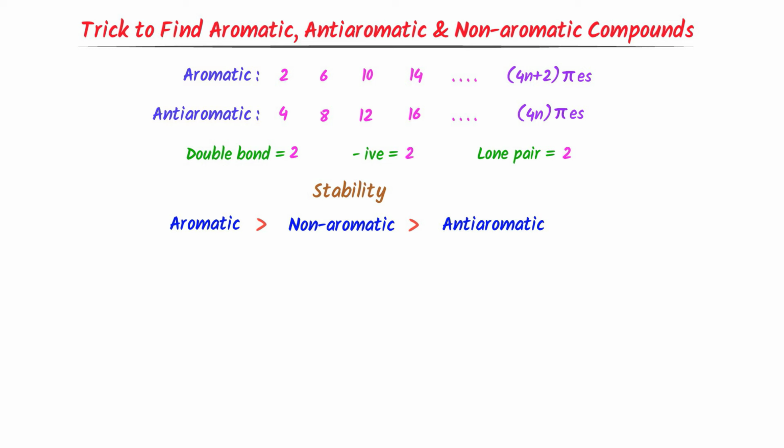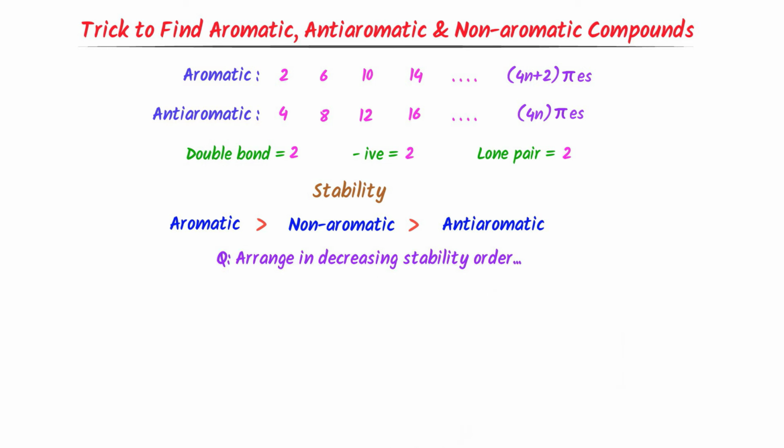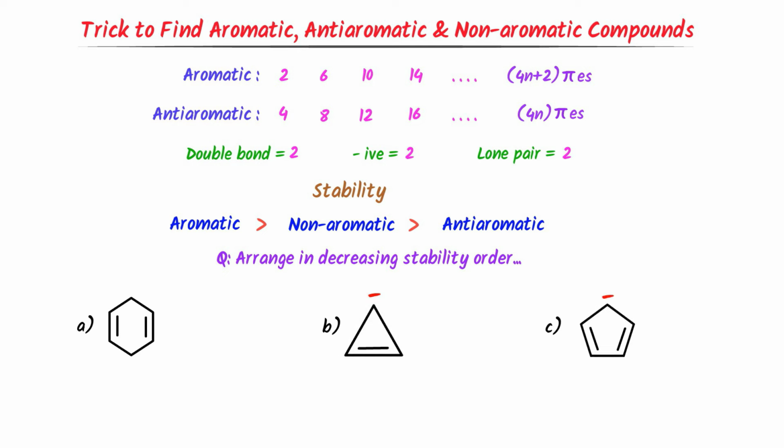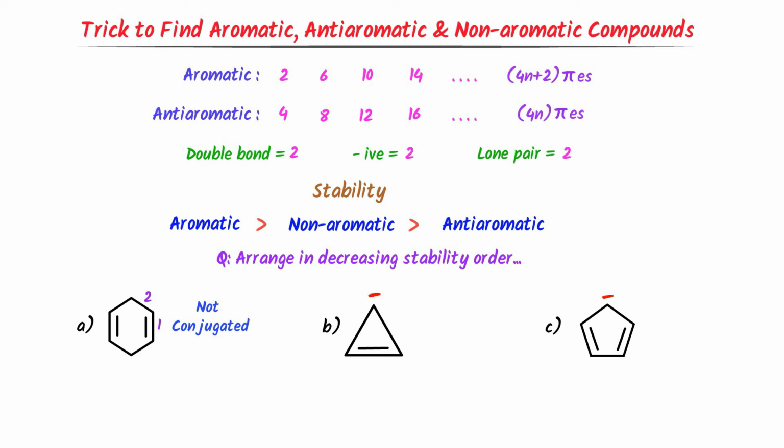For example, consider this question. Arrange the following organic compounds in decreasing stability order. Well, in case of this compound, it is cyclic. Secondly, we can see that it contains a double bond and single bonds. At the third position, there is no negative charge, no positive charge, and no lone pair of electrons, so it is not conjugated. Thus, this organic compound is non-aromatic.